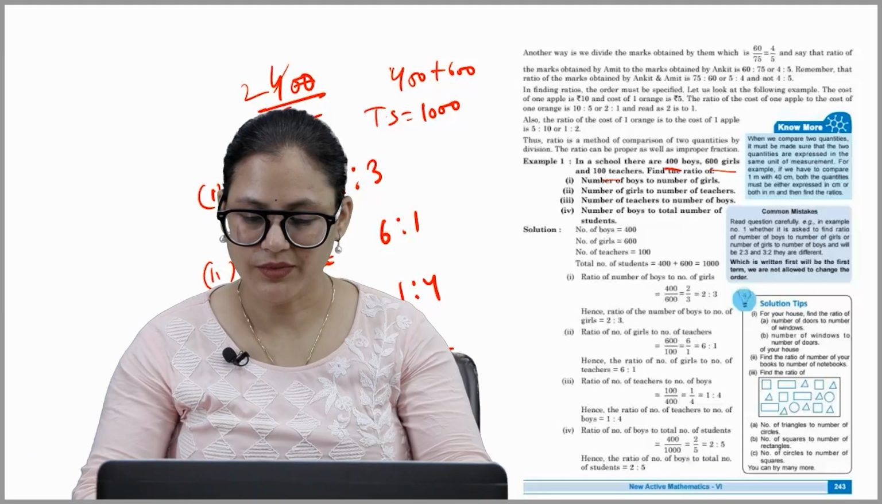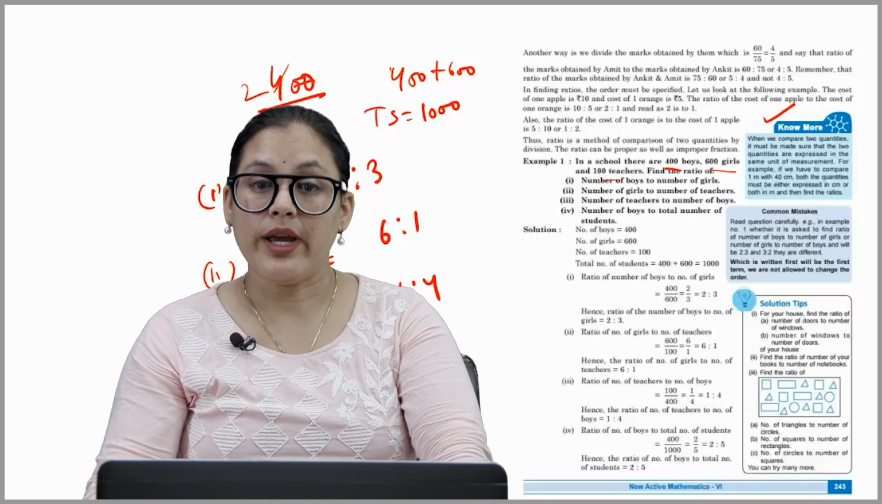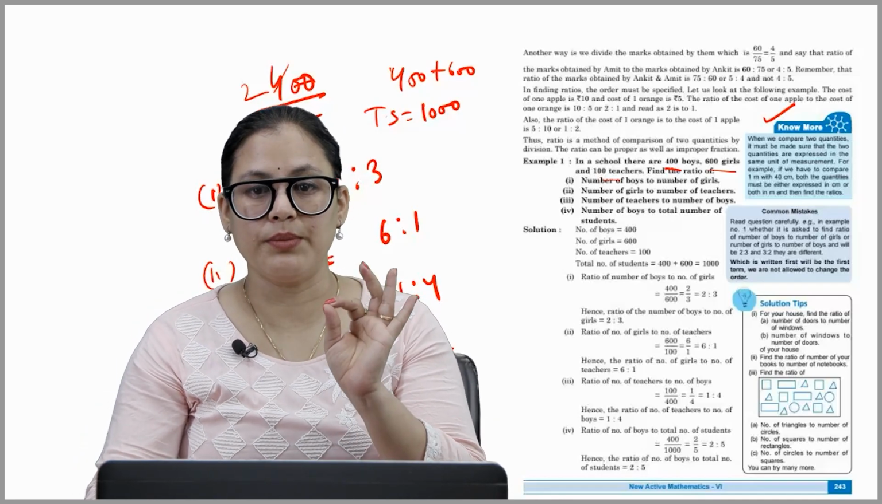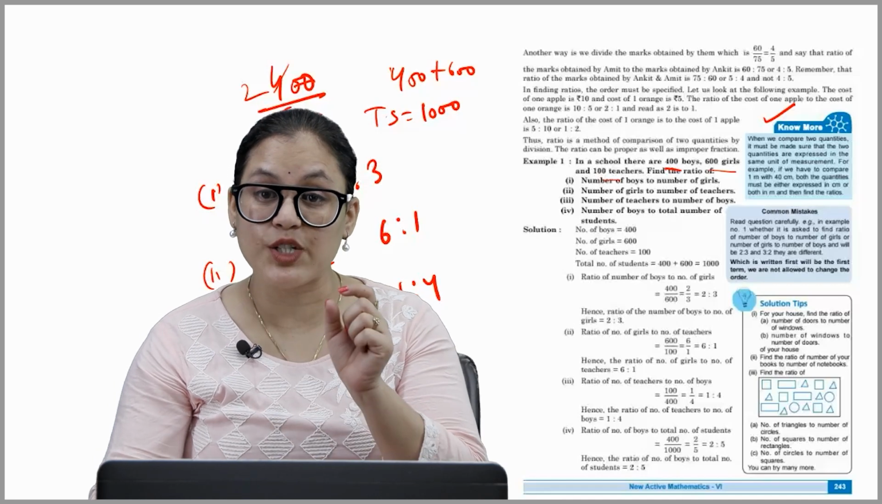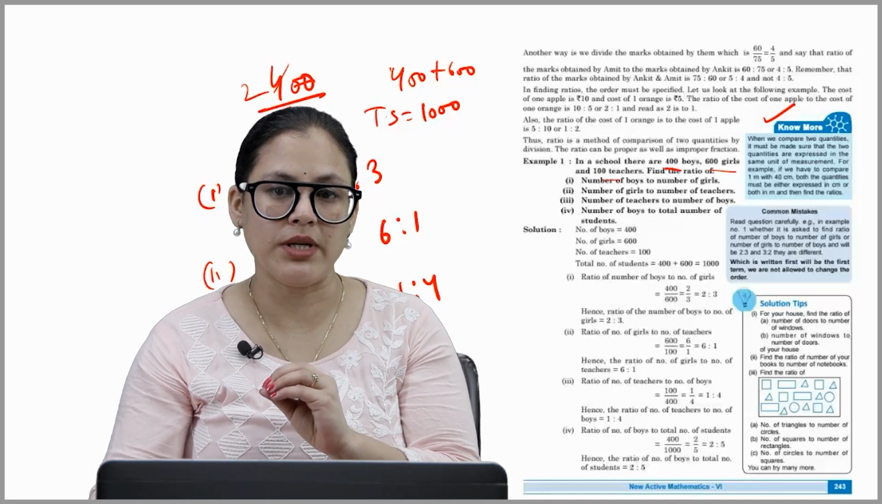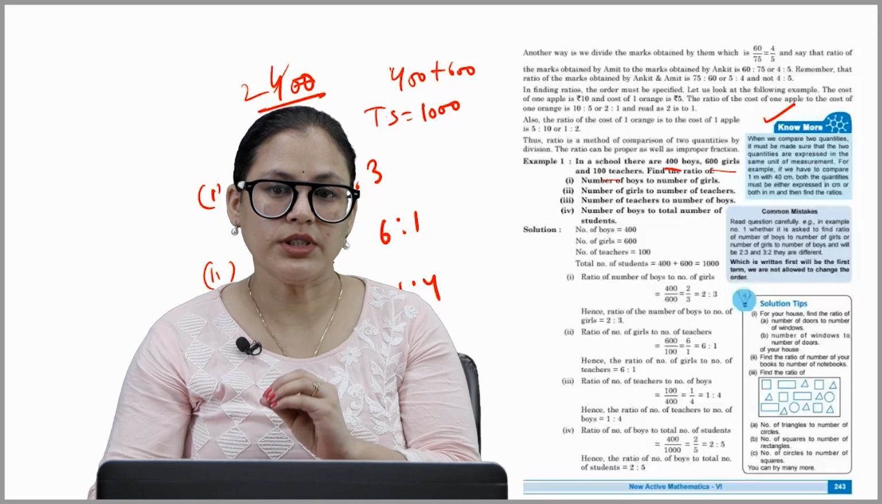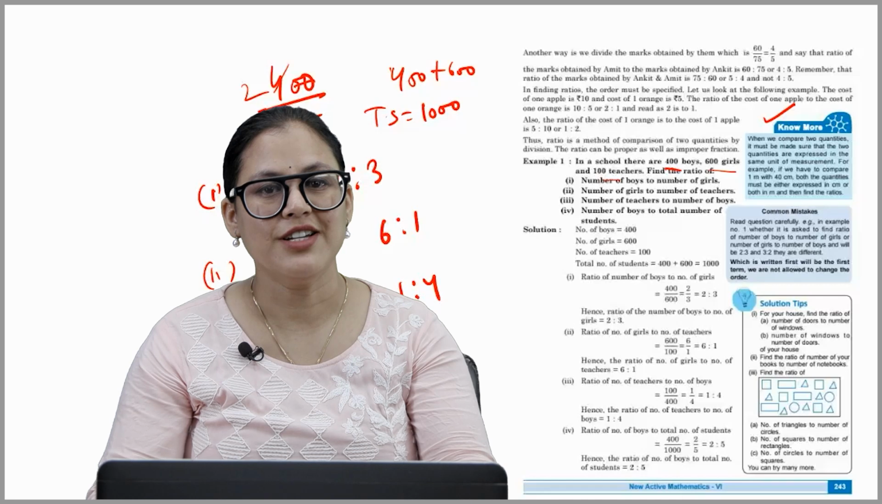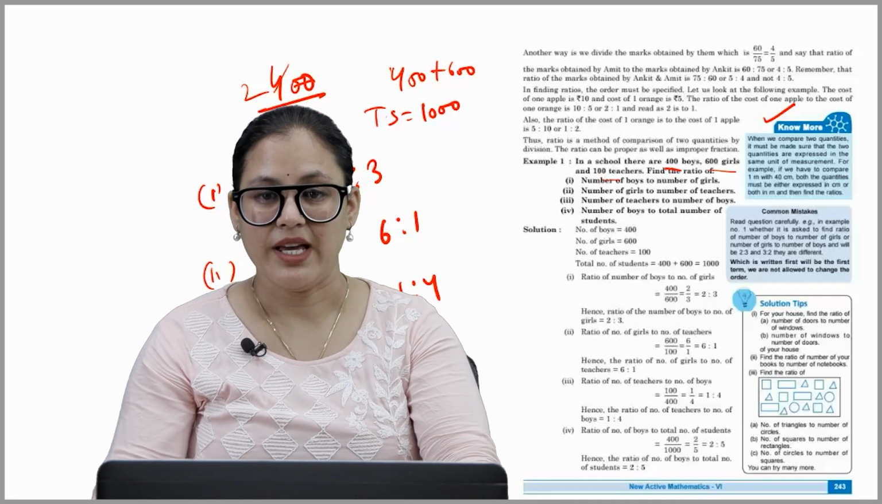Note: when we compare two quantities, it must be made sure that the two quantities are expressed in the same unit of measurement. For example, if we have to compare 1 meter with 40 centimeters, both the quantities must be either expressed in centimeters or both in meters, and then find the ratios, right?